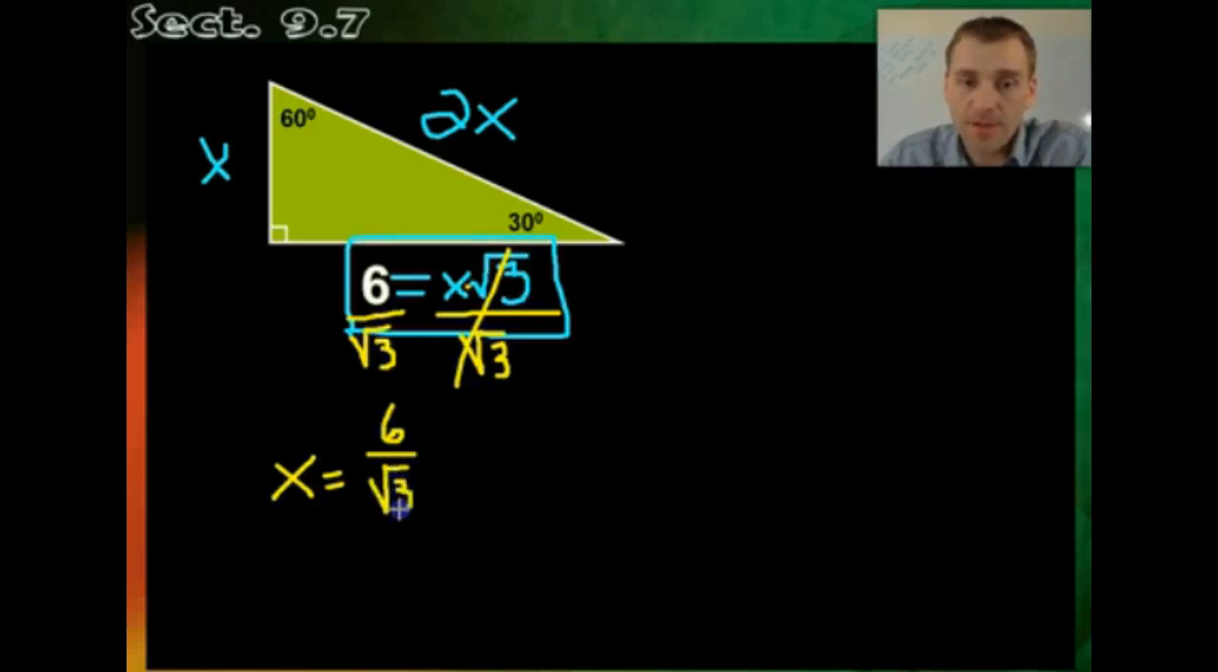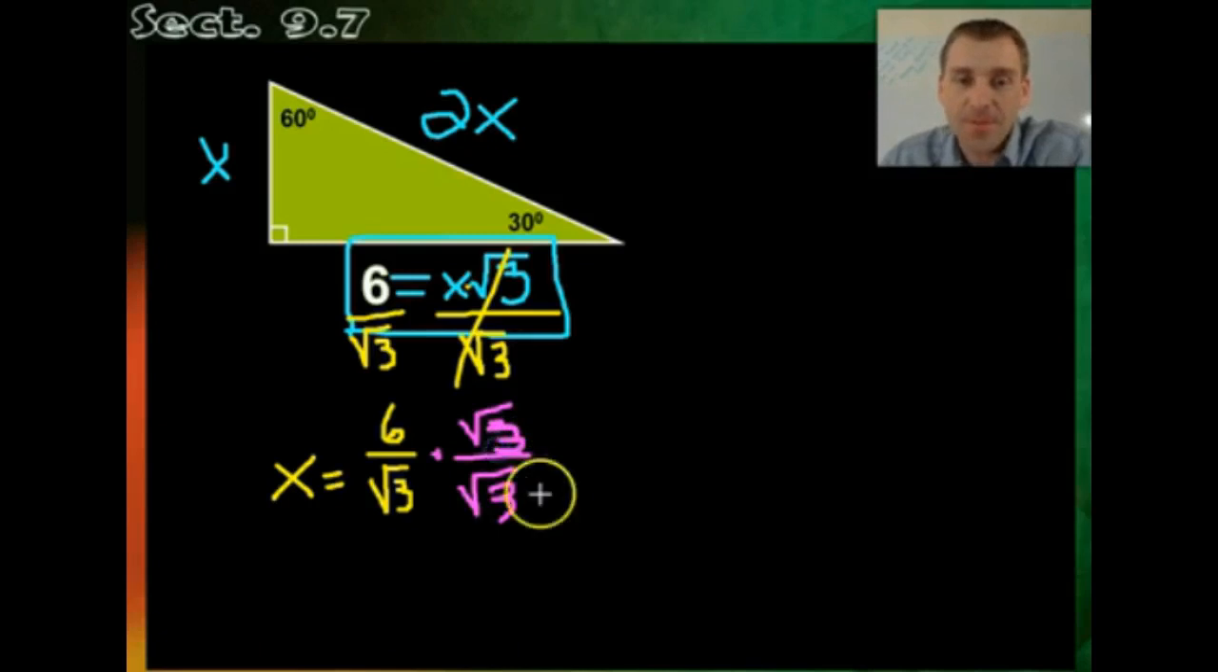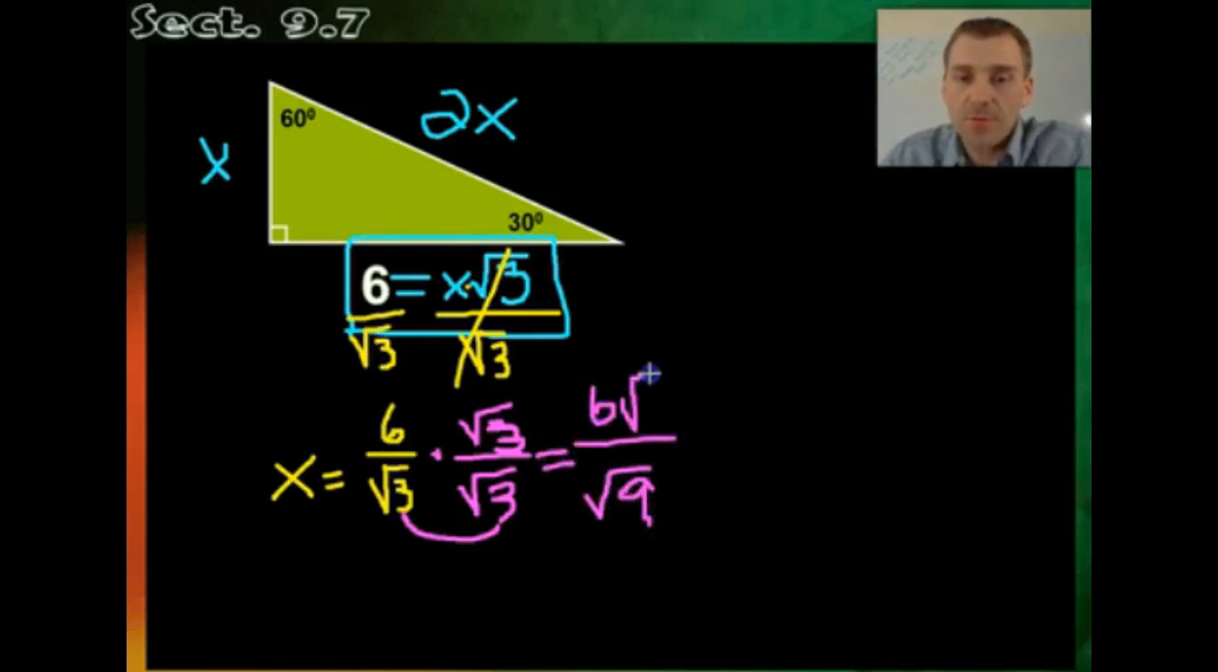Okay. Time to rationalize the denominator like we talked about in the first part of this chapter. How do I do that? Well, I have to multiply the top and the bottom by the same thing, but it's got to be a funky looking 1 because I don't want to change the value. That's root 3 over root 3. So I don't want to change the value of 6 over root 3, so I'm multiplying by a funky looking 1. But when I do this in the denominator, that gives me the square root of 9. And that equals in the top 6 square root of 3.